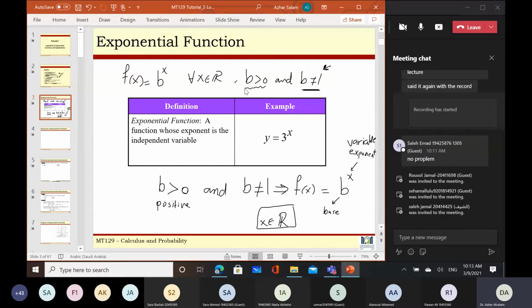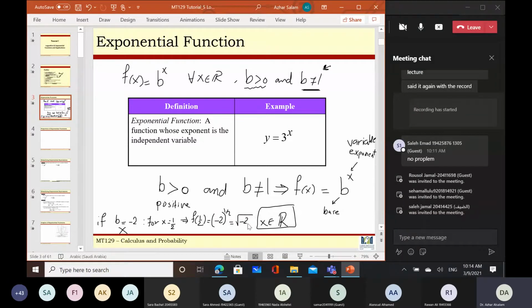Also, I have that it should be greater than zero. What will happen if I have this number as a negative number? Okay, if for example b equals minus two, this is not acceptable. Why? For example, if I have x equals a half, the power here will be a half, right? Then f of a half will be minus 2 to the power half, which is the square root of minus 2. We said that the power half is actually the square root.